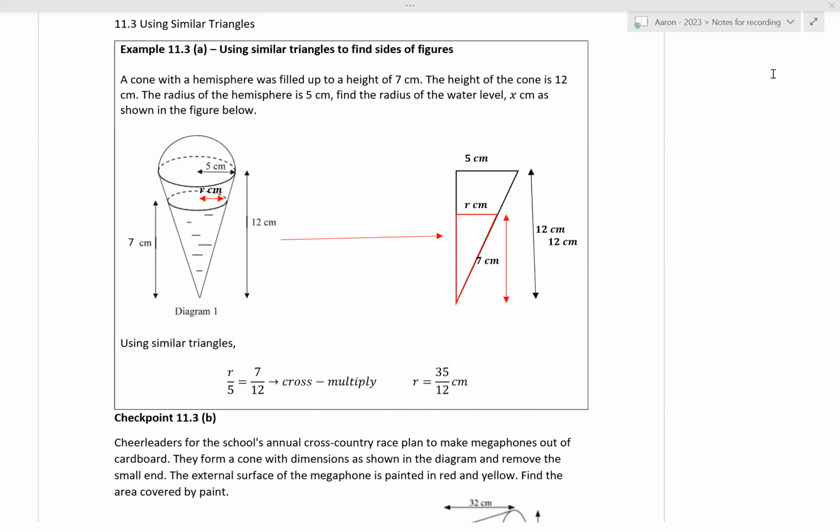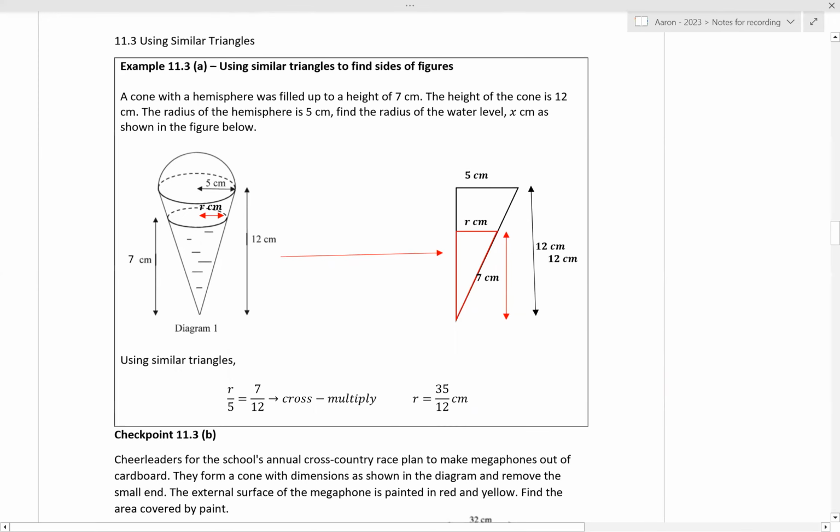Now we look at example 11.3a, using similar triangles to find sides of your figures. If you all recall your similar triangles, this is under your chapter of congruency and similarity. If you all forget what similar triangles are, do revise them.